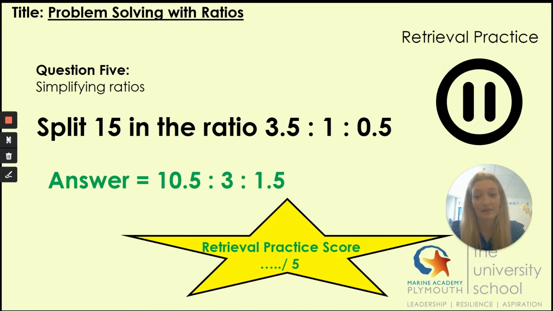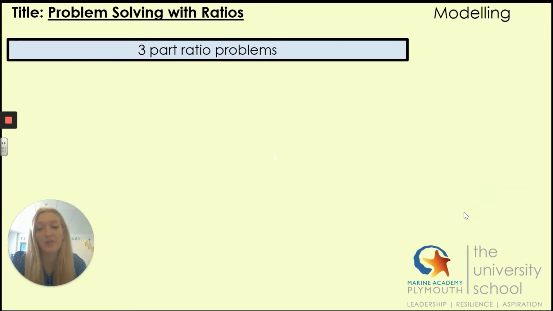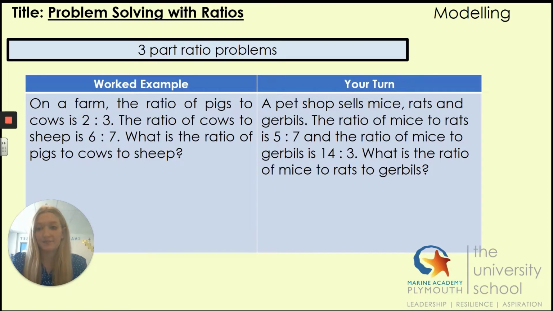Fantastic work. Okay, so today we're going to be looking at 3-part ratio problems, okay? And an example of a 3-part ratio is as follows. On a farm, the ratio of pigs to cows is 2 to 3. The ratio of cows to sheep is 6 to 7. What is the ratio of pigs to cows to sheep? So you're given 2 sets of ratios and we need to use that information to come up with a ratio for the 3 parts, okay?